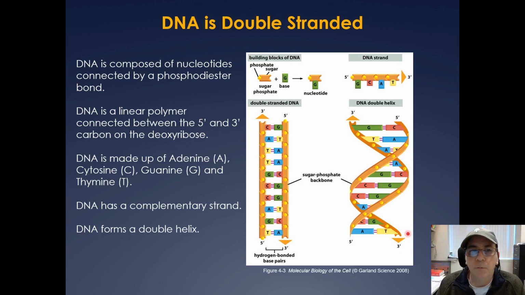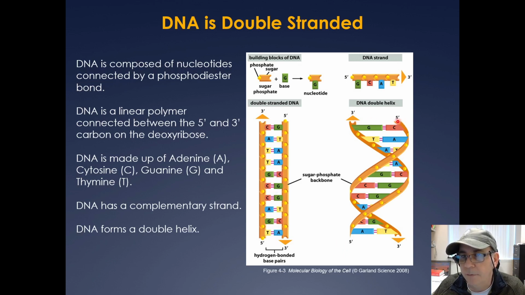Okay, so I'm sure this slide's all review to you guys. I'm sure you've seen the structure of DNA, but let's just go over it again. So DNA is composed of nucleotides, and they're connected by a phosphodiester bond. DNA is actually a linear polymer, and it runs in the 5' to 3' direction. And it's actually anti-parallel when it's with its complementary strand. Okay. DNA is made up of 4 different bases, adenine, cytosine, guanine, and thymine. And when it's assembled and it has this hydrogen bonding between the bases, it forms this double helix.